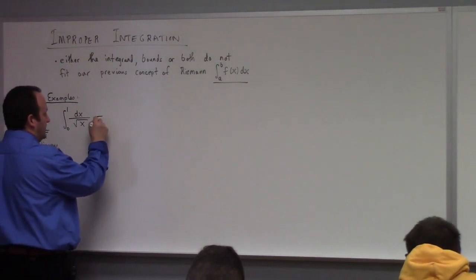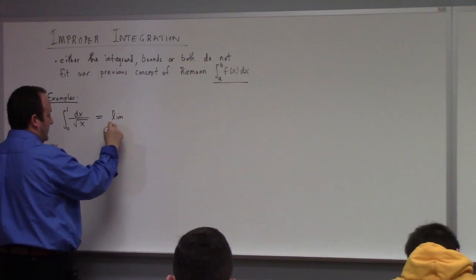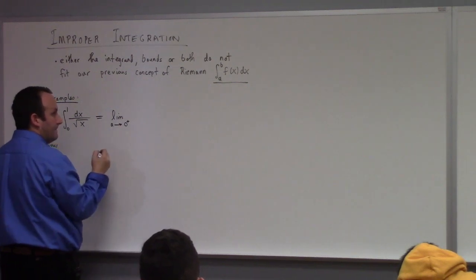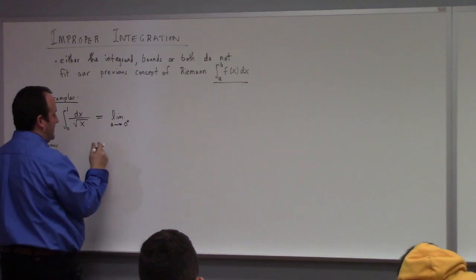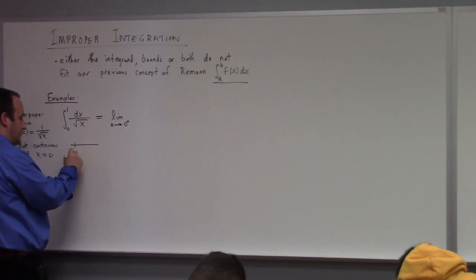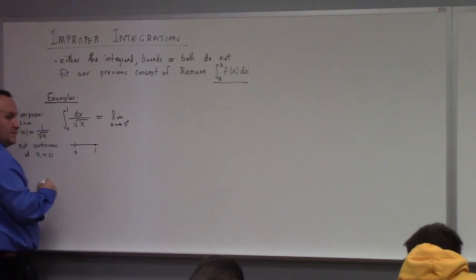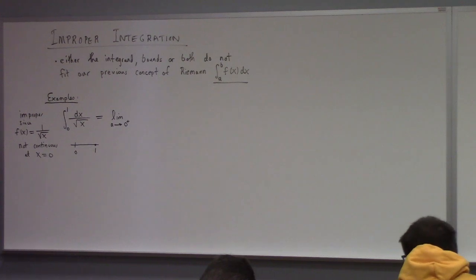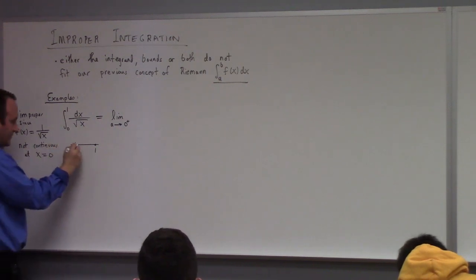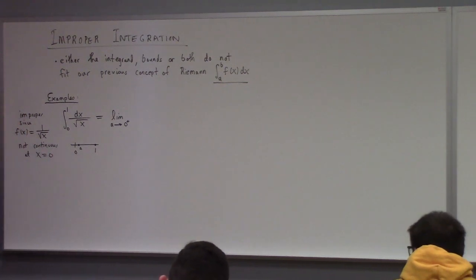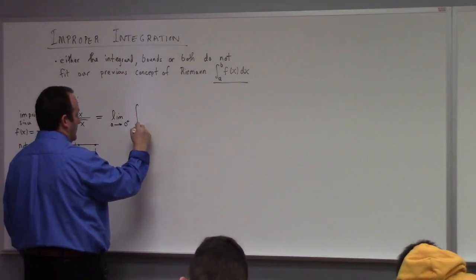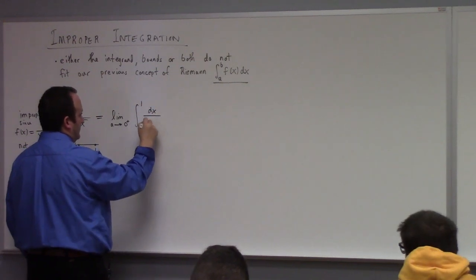What you do is the following. You define that to be the limit as a approaches 0 from the right. Wait a minute, does that make sense? Let's think about that for a second. If we drew a number line, and here's 0, and here's 1, and you want to approach 0. What kind of limit is that, a plus or a minus? Here a would be like this. So that is the integral from a to 1 of dx over the square root of x.